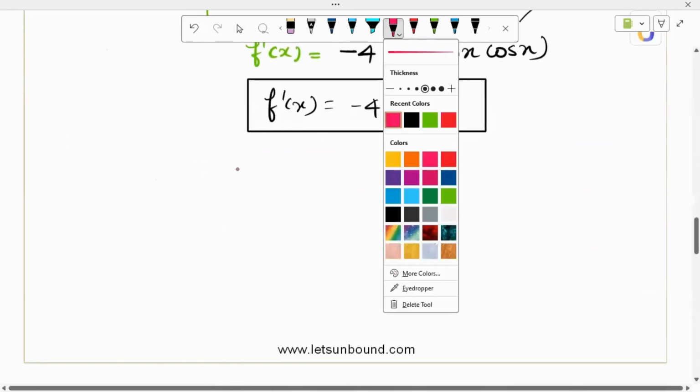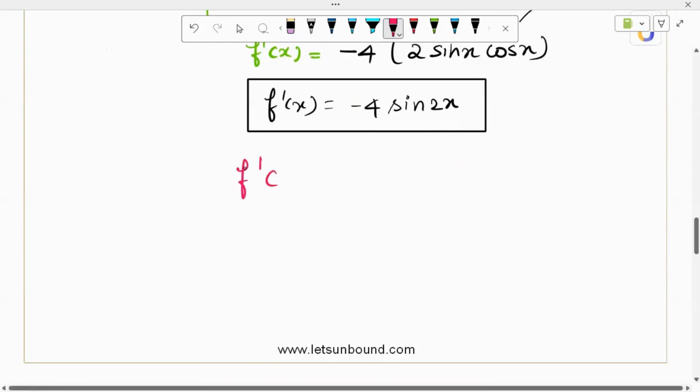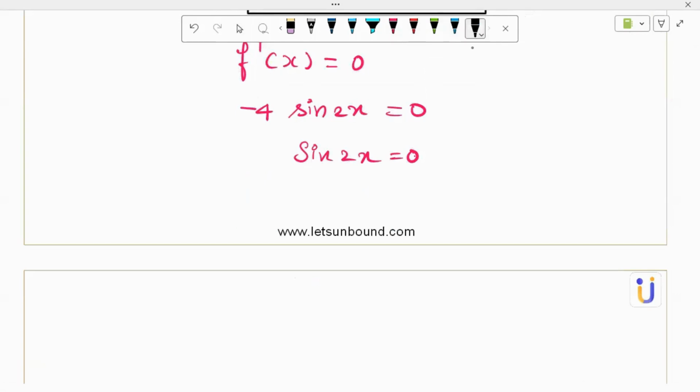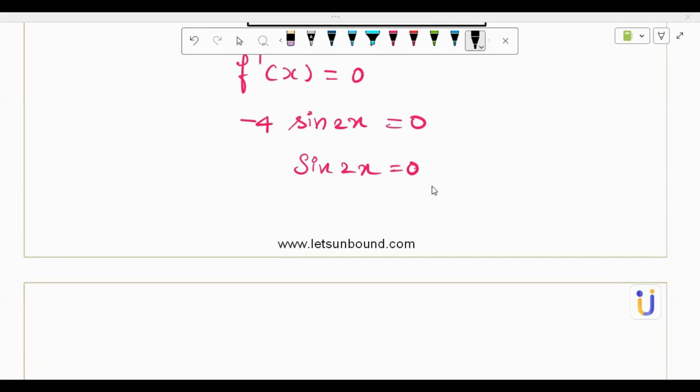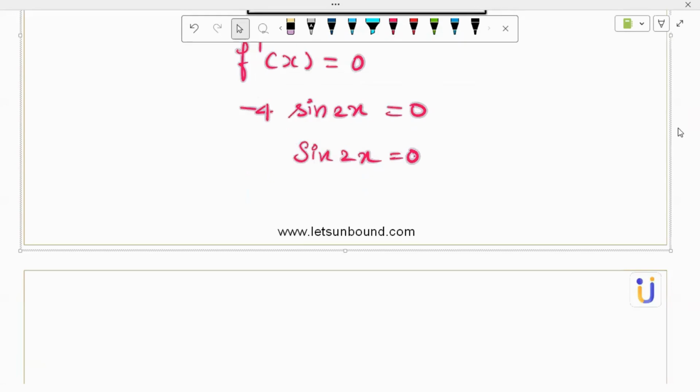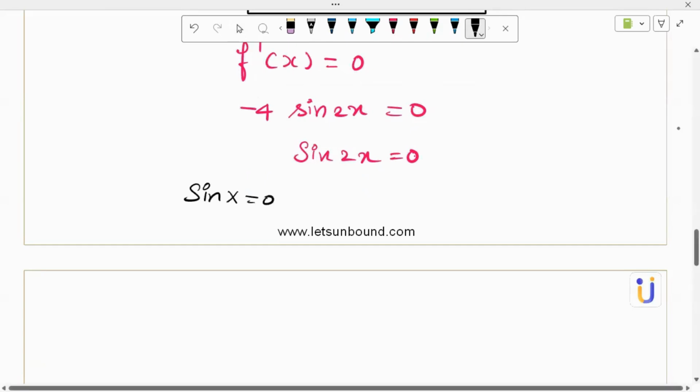So let me equate f dash of x equal to 0. Minus 4 sin 2x equals 0. So when minus 4 goes there, sin 2x is equal to 0. Okay. So how to solve this? 2x is equal to, we know when the sine function will become 0, right? When it is 0, pi, 2 pi. Okay. So sine of x will be 0 when x is 0, pi, 2 pi.